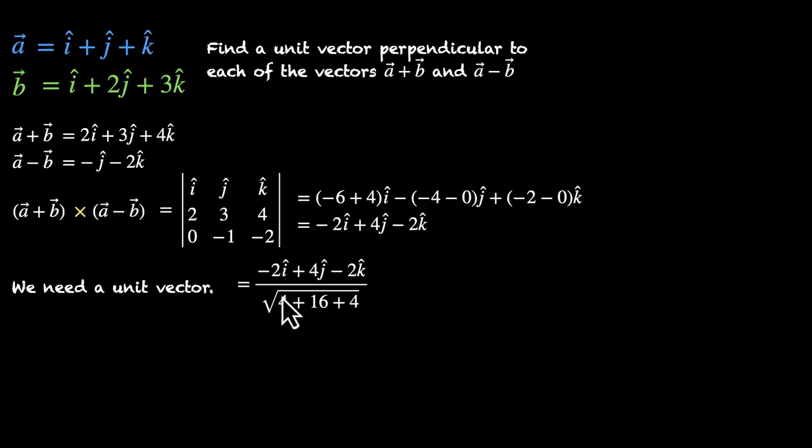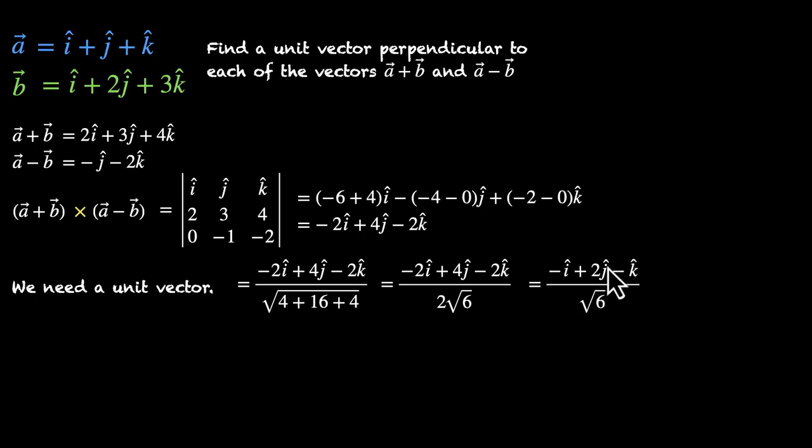So if you divide this, we get minus 2i cap plus 4j cap minus 2k cap divided by its magnitude. That's the square root of 2 squared plus 4 squared plus 2 squared. That's the square root of 4 plus 16 plus 4. That's equal to 16 plus 4, 20, plus 4, 24. Root of 24, that's going to be 2 root 6. So this is minus 2i plus 4j minus 2k divided by 2 root 6. We can cancel the 2 out. You have minus i cap plus 2j cap minus k cap divided by root 6. So this is a unit vector which is perpendicular to both a plus b and a minus b.